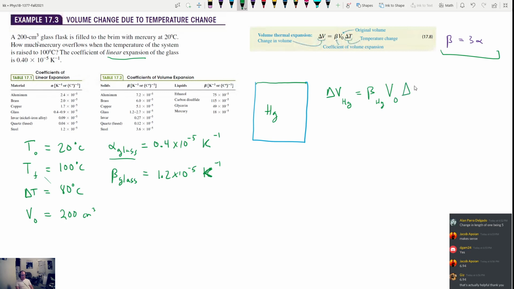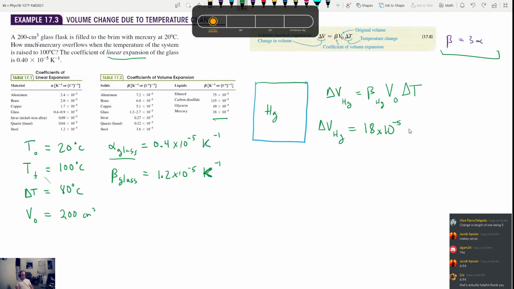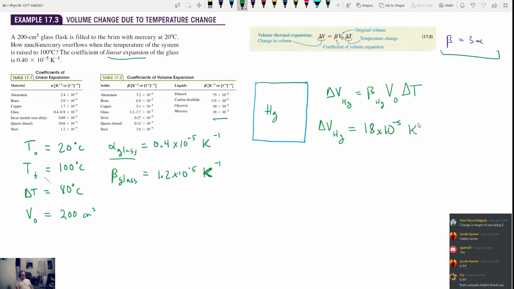And then we multiply delta T, which we know. So since we have all of the information, we can calculate what the change in volume for the mercury is going to be. So beta for mercury is right there, 18 times 10 to the negative 5. And that is, let's do this one in Kelvin. So 18 times 10 to the negative 5 Kelvin inverse. The initial volume was 200. And delta T was 80, so we'll put 80 Kelvin, because remember that delta T in Celsius and Kelvin is always the same.